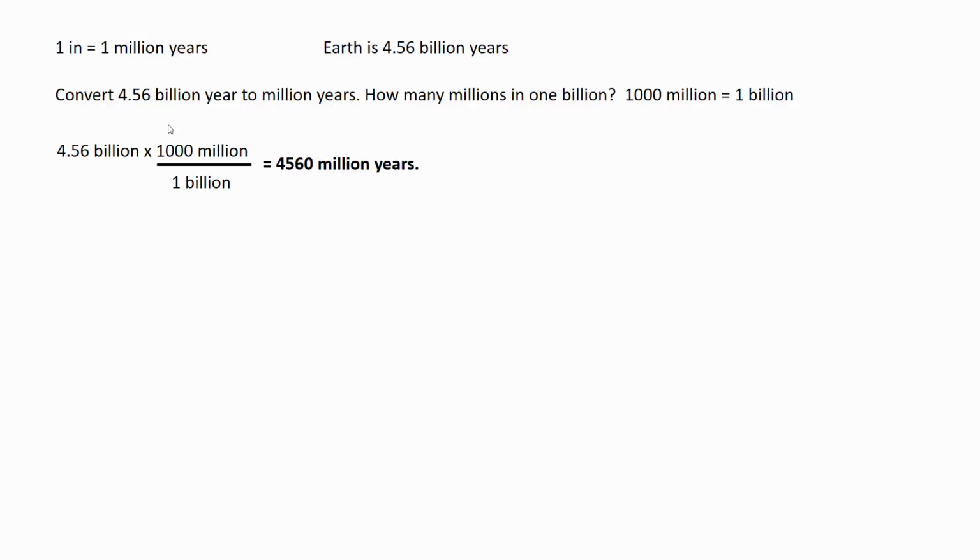The result, again, is that 4.56 billion years is equal to 4,560 million years. Okay, so now that we've got the units all set, we've got to go back to the original question. If 1 inch equals 1 million years, then how long is our piece of paper? Well, if 1 inch is a million years, then 4,560 million years would have to be 4,560 inches. Right? So there you go. That's a pretty long piece of paper.